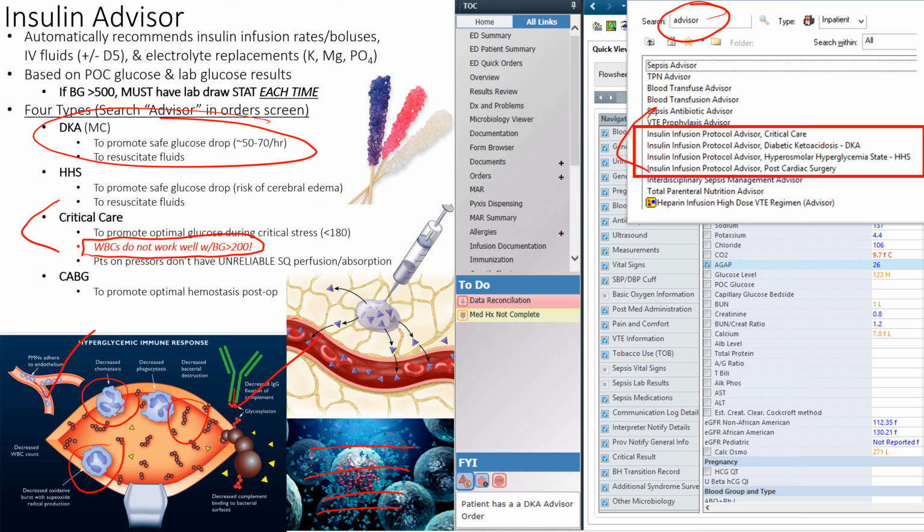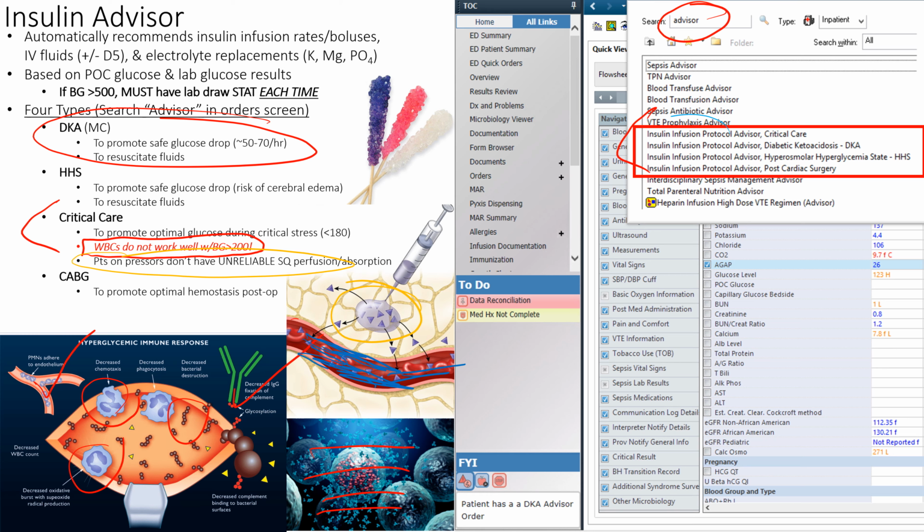The other piece with glucose and IV insulin, why we would need it, is that sub-Q is not going to work when we are all vasoconstricted. When we're super vasoconstricted, we're not going to get a lot of absorption in that situation. So otherwise, we have to figure out which advisor to use. If they're here for DKA, you heard it's DKA, you're probably going to start the DKA advisor.